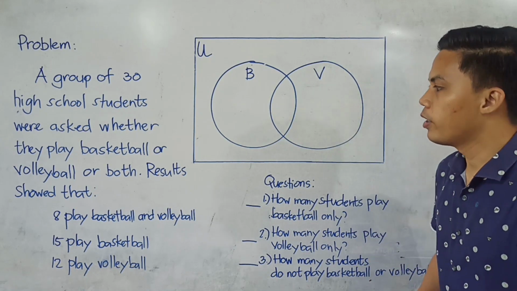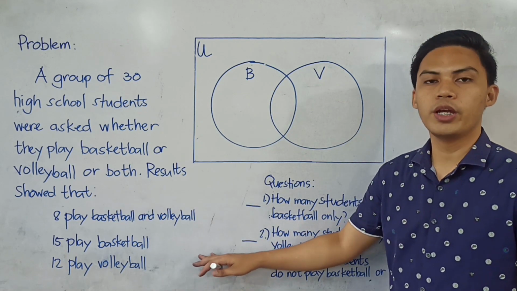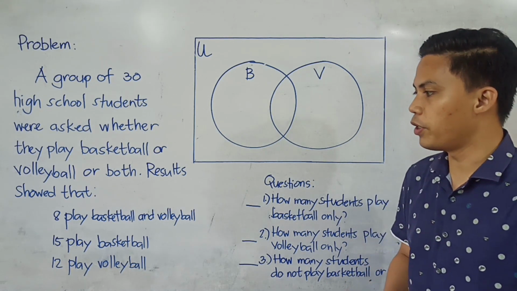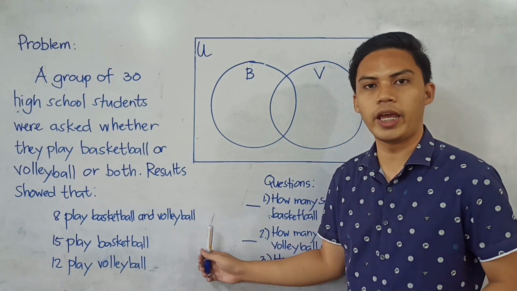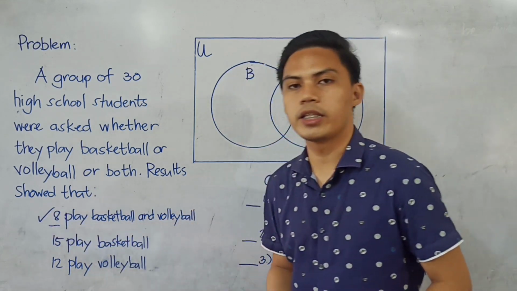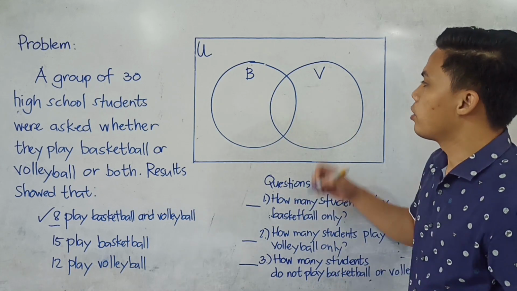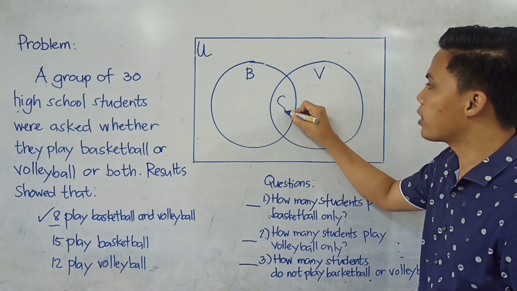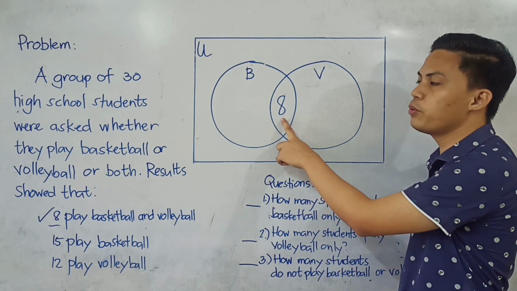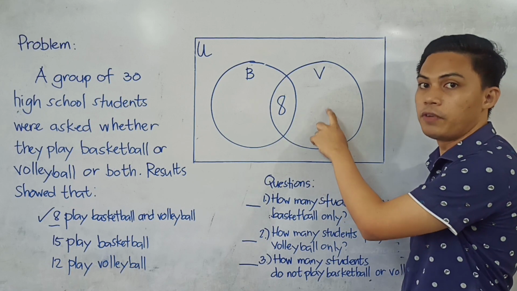And next step, alamin natin sa tatlong information so kung saan dito yung nagde-describe sa ating intersection. So based on the information, we have here 8 play basketball and volleyball. So sa madaling salita, ito yung ilalagay natin sa intersection ng ating dalawang sets. So in this region, ilalagay natin si 8. Okay. Ibig sabihin nito, we have 8 students who play basketball at the same time, they also play volleyball.